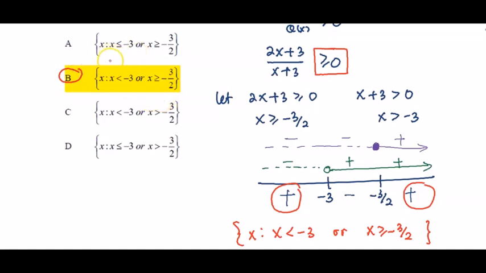Be careful, because the options A, B, C, D are more or less similar, but the difference is in the sign. The values are all similar, so you need to be careful and choose the correct one.